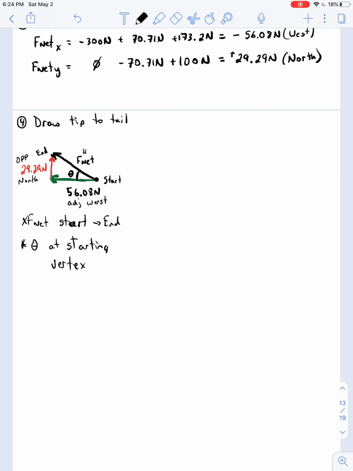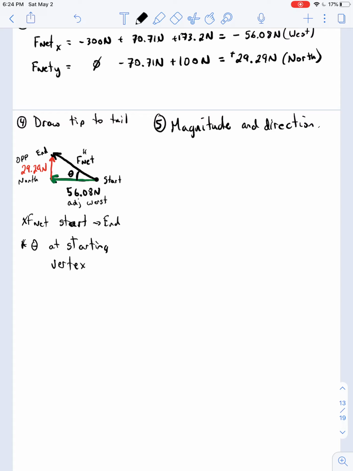Now what we're going to do is just look at how do we calculate the resultant of a vector. And so to do that, we're going to find the magnitude and direction. So the magnitude is the size of the vector, the length of it, and the direction is, of course, usually a compass heading, and that's what we're going to figure out now.